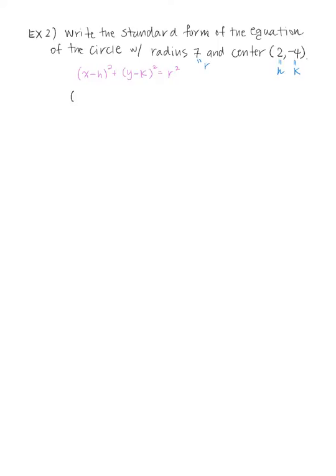So here what we're going to get is x minus h, which is 2, squared plus y minus k, which is -4. So be careful, you're going to have y minus -4, squared, equals 7 squared. So we get (x minus 2) squared plus (y plus 4) squared equals 49. And there it is. That's the equation of a circle in standard form. So I'm going to box that for our answer.